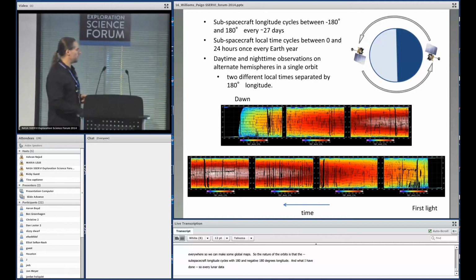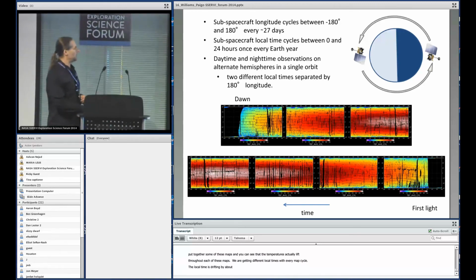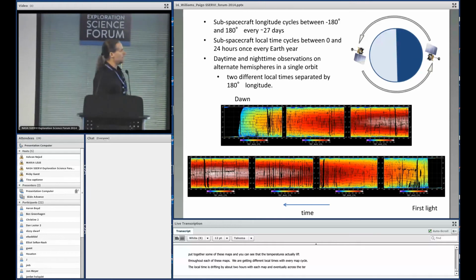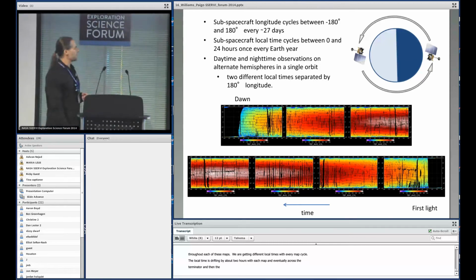but I've put together 7 of these maps, and you can see that the temperatures actually drift throughout each of these maps. So we're getting different local times with every map cycle. The local time is drifting by about 2 hours with each map, and eventually across the terminator, and then the day side, night side nodes of the orbits flip. So we're getting basically 2 local time measurements with every orbit.